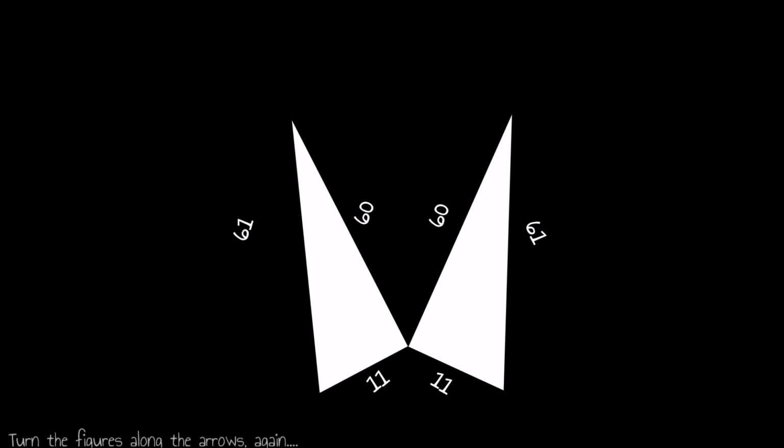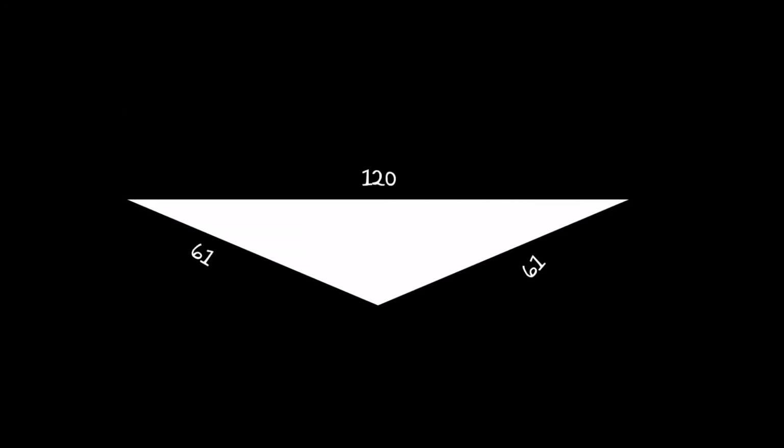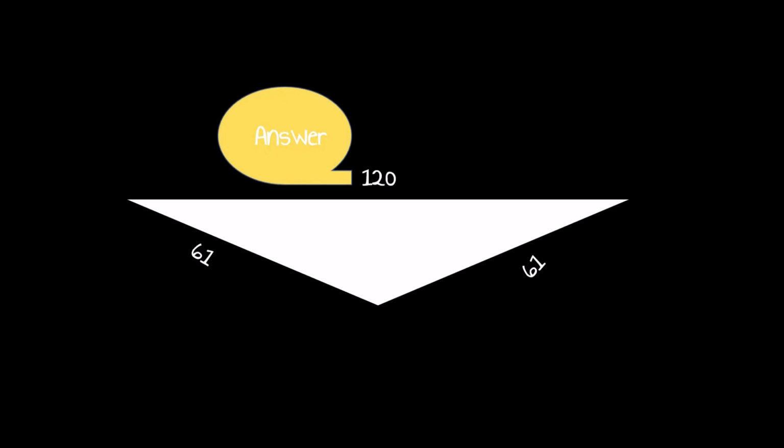Now let's see what happens. We can turn the figures along the arrows again. Let's do that. Now the sides which were 60 each combine with each other and make 120 as the side. Now we can look at this triangle. This triangle is made from the same triangle which had the sides 61, 61 and 22. We did not do anything, we just broke the triangle and rejoined it, and now we can see the third side is 120. That means 120 has to be the correct answer.